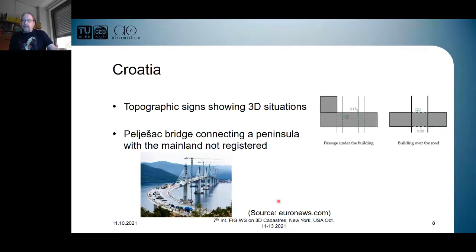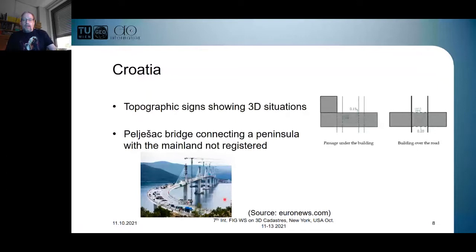And Croatia also has another interesting case. The bridge is connecting a peninsula with a main island, and it's not registered because obviously the Mediterranean Sea, and the cadastre doesn't cover that.